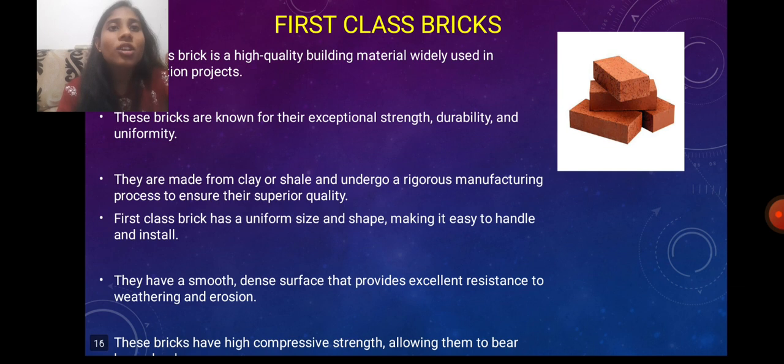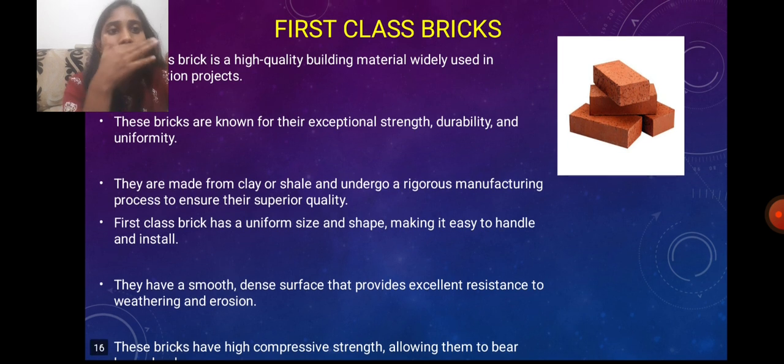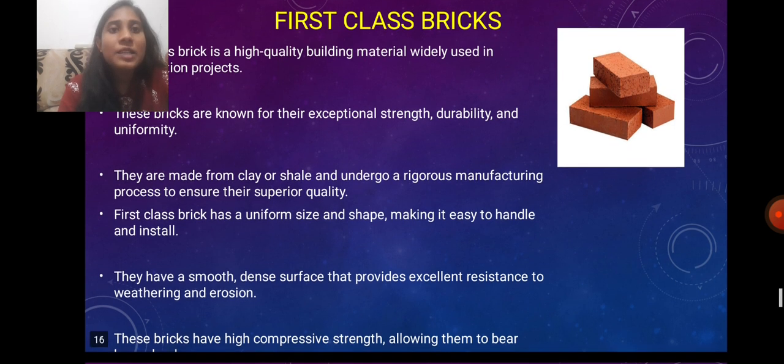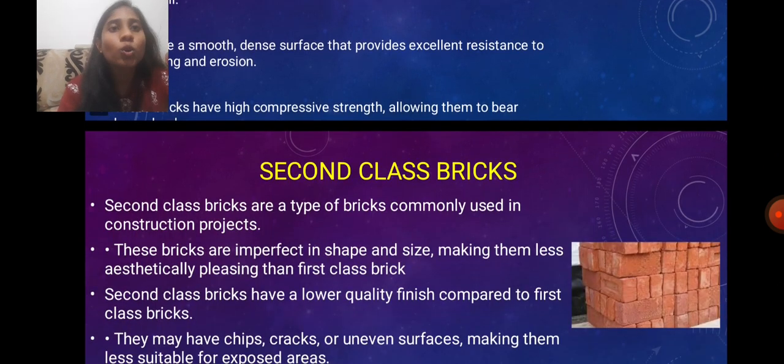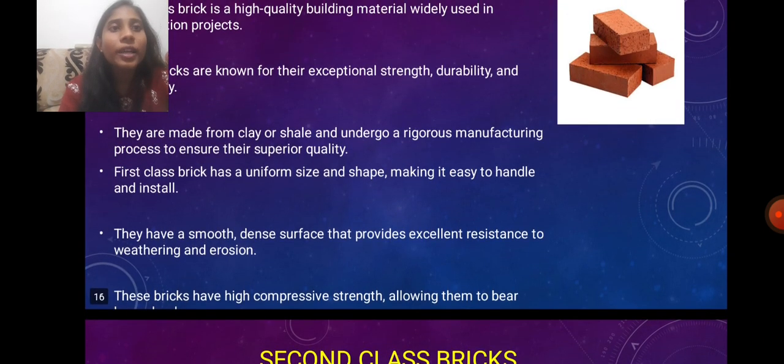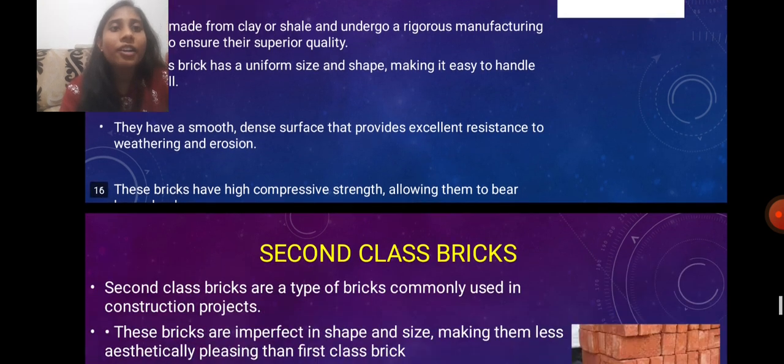As you can see, first class bricks are uniformly colored and have equal, sharp edges, and they are easy to handle. They are used mainly for better construction, and they are durable and very weather resistant. The first class brick is made by machine, so it is unique, and the color of these bricks is uniform and dark red.